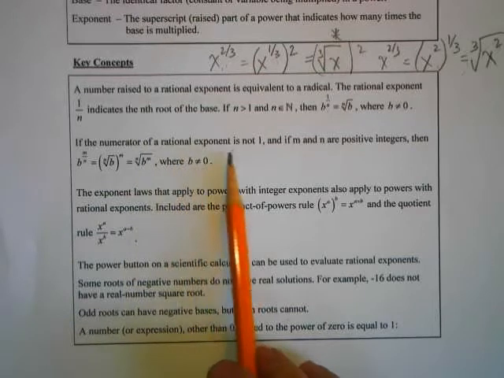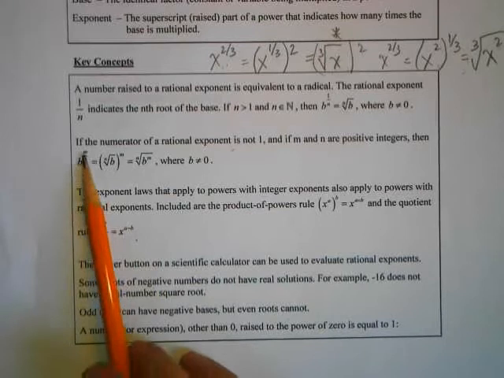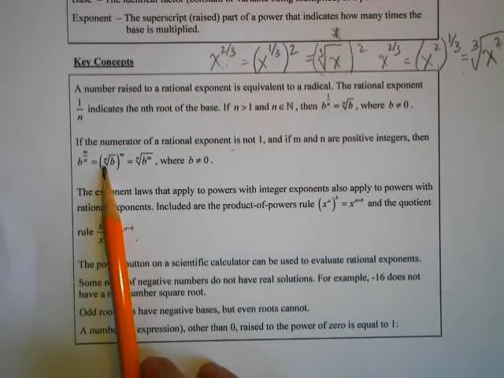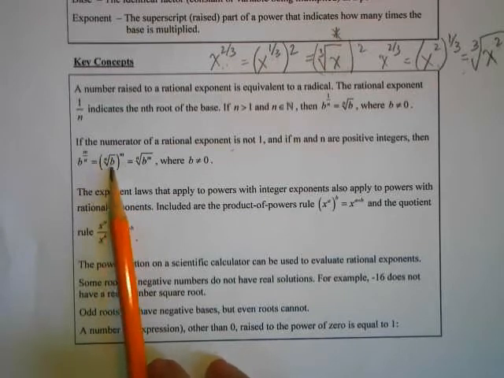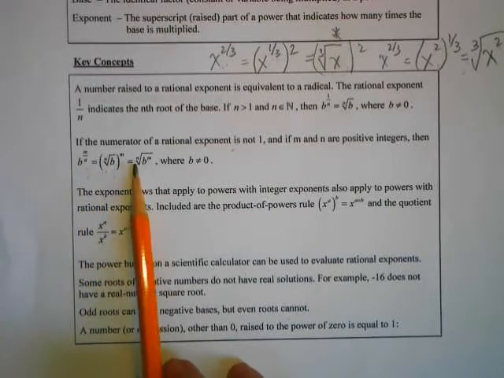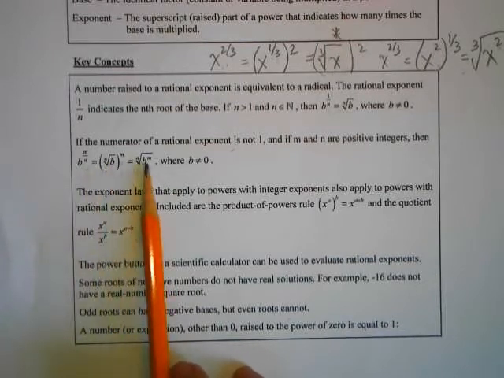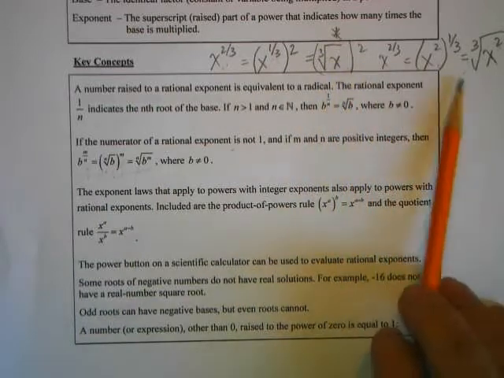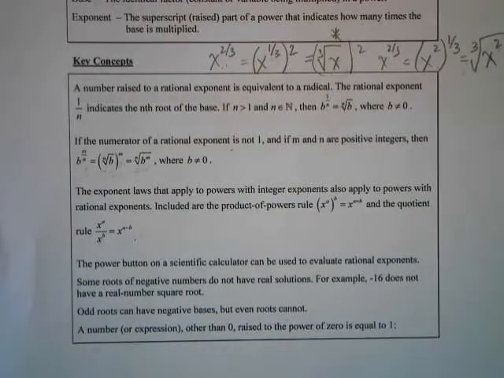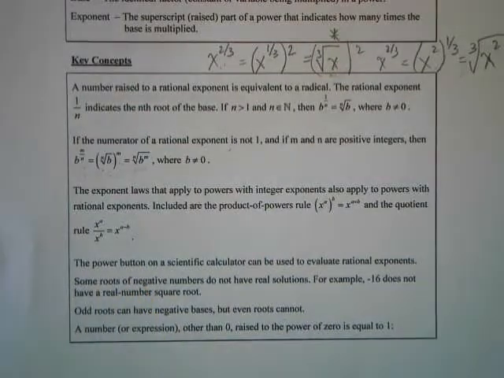Okay, so that's what this part here is. If the numerator of a rational exponent is not 1, and m and n are positive integers, then b to the power m over n is equal to the nth root of b all to the power m. So you can see I did the 1 over n process first, or it's also equal to b to the power m, and then we take the nth root of that. So you can see these are the two options we talked about here. Either one is acceptable. It's just usually this version is a little more workable.